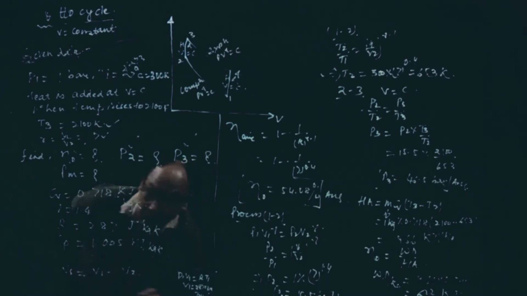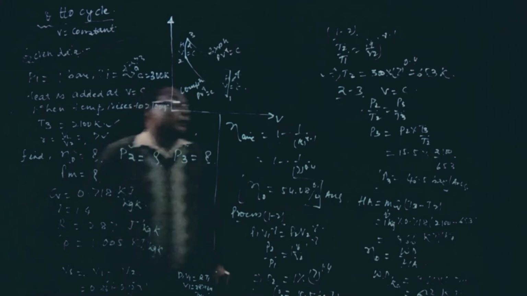So V1 is 0.861 minus 0.123. This will have 8, this is 5, 5 minus 2 is 3, and this is 7. Okay, so 0.738 meter cube per kg is the stroke volume.